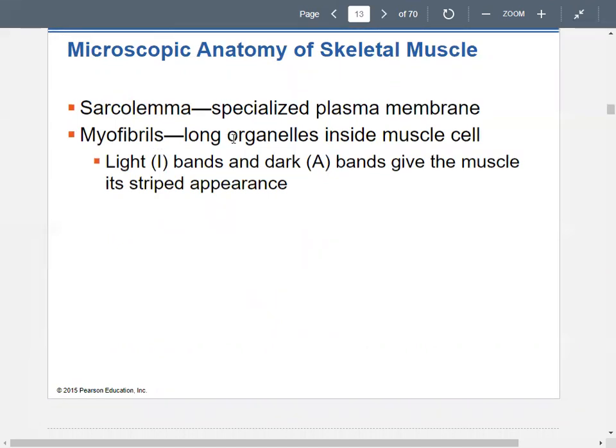All right, now inside the muscle cell, you have these organelles. Remember, those are those different components of the cell called myofibrils. They have light bands and dark bands in them, and that's where you see the striations. So the abbreviation for light bands, the I in light, gives I bands, the second letter. The second letter of dark is A. So these are A bands and I bands, okay?